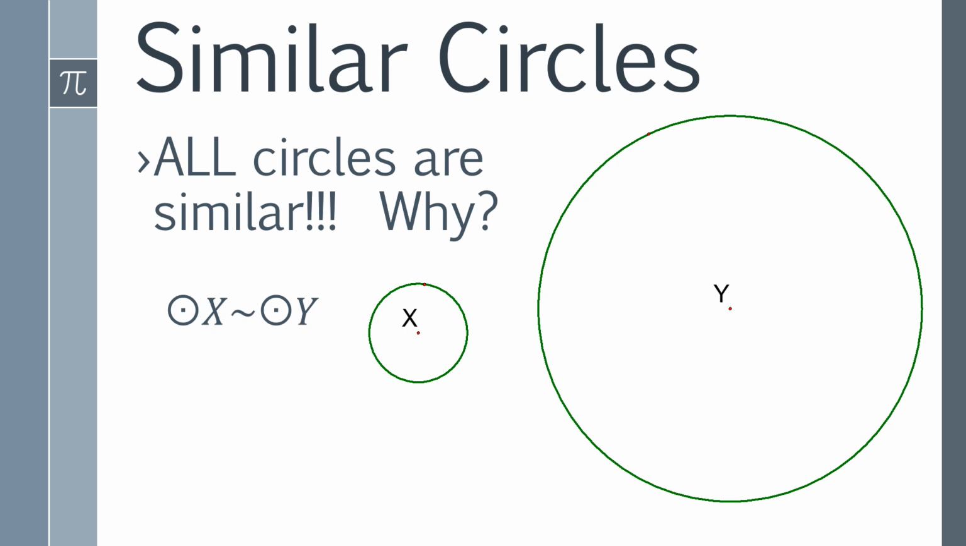Okay, all circles are similar. Why? All circles are similar because, first of all, they have to have the same exact shape, and all circles have the same exact shape. They're circles.